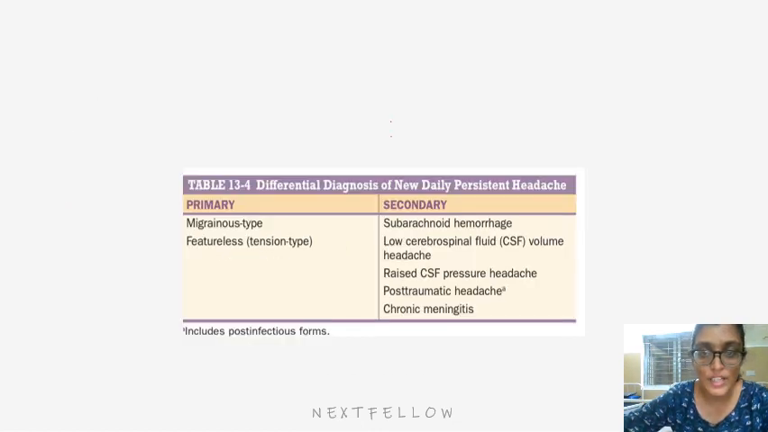So, differential diagnosis of new daily persistent headache. Primary is migrainous type and featureless tension type. Secondary is subarachnoid hemorrhage, low CSF volume headache, raised CSF pressure headache, post-traumatic headache and chronic meningitis.